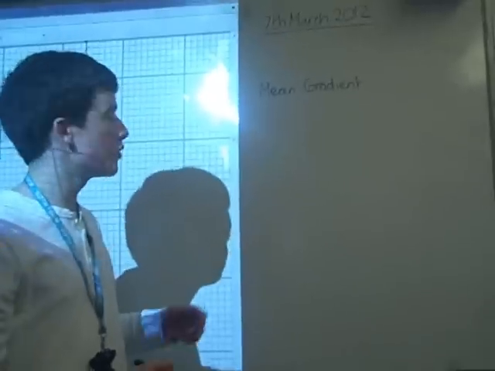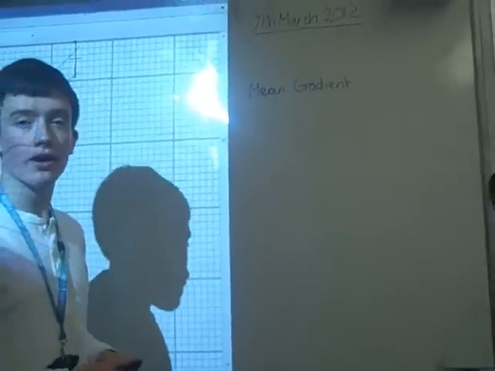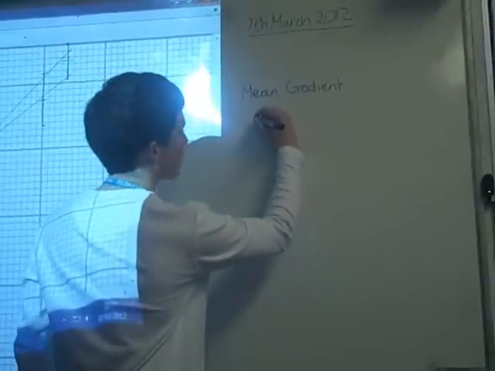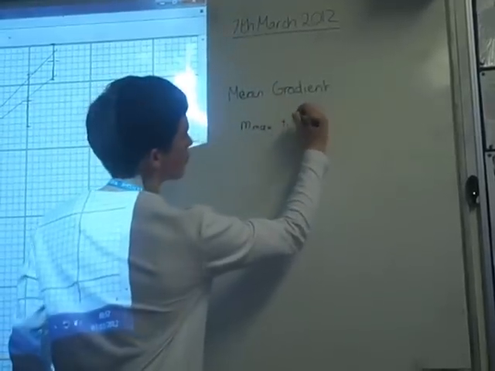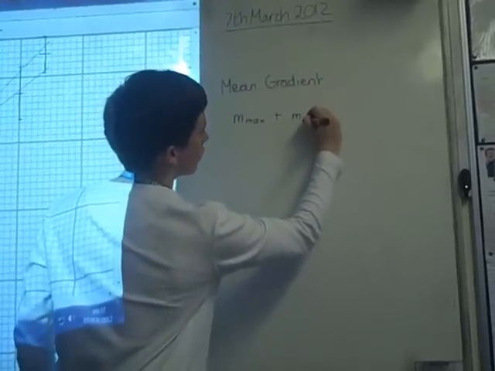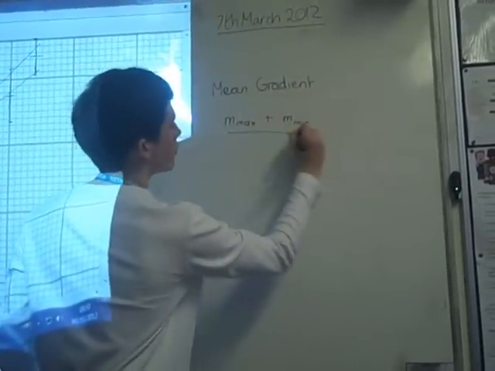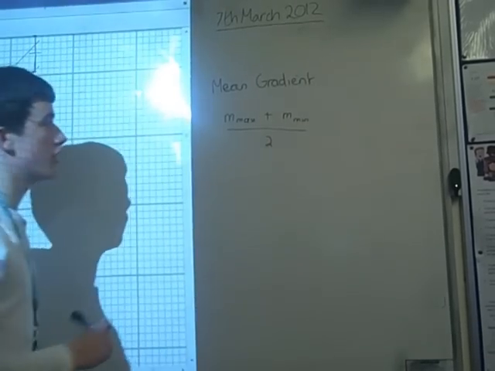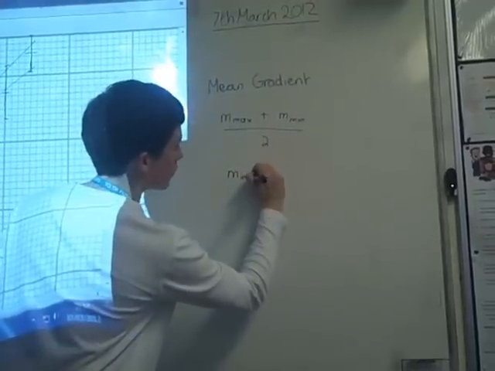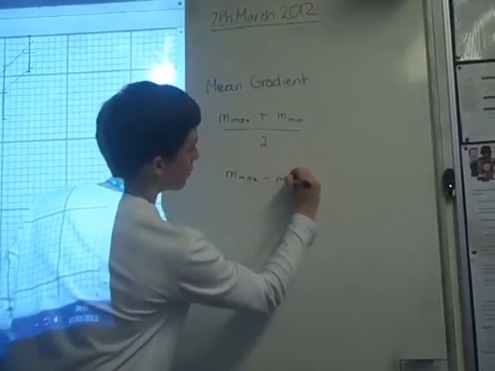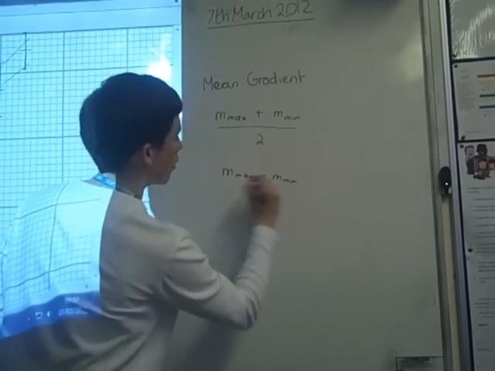Okay. Now that we've plotted the two gradients, we need to work out the mean gradient. We do this with the equation m max, so your maximum gradient plus your minimum gradient, over 2. And then for the uncertainty of the gradient, we use the equation m max minus m min over 2.